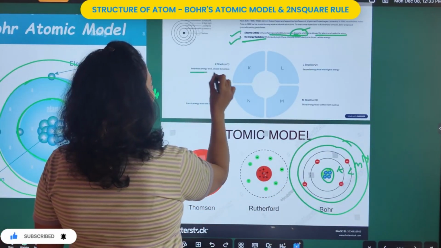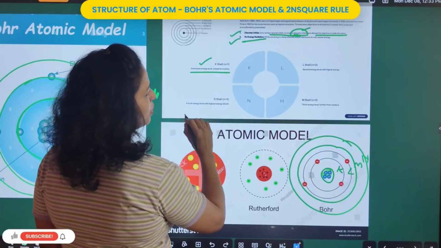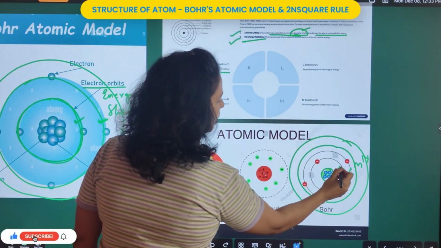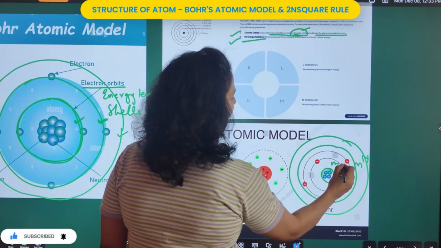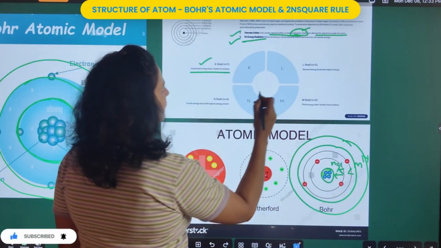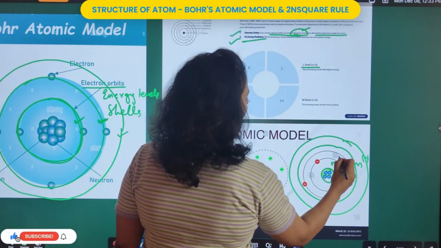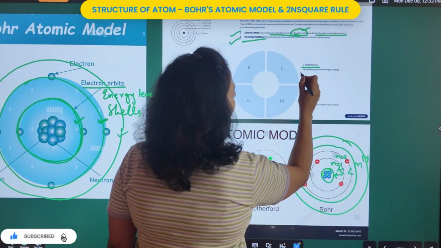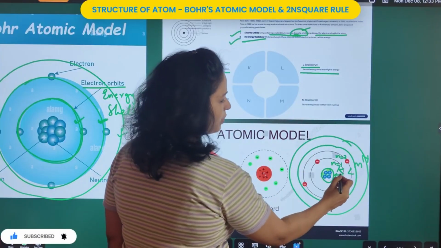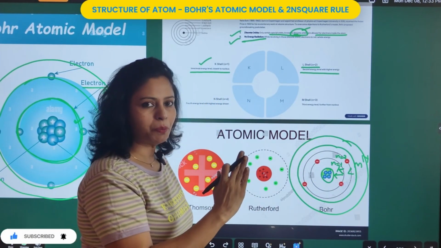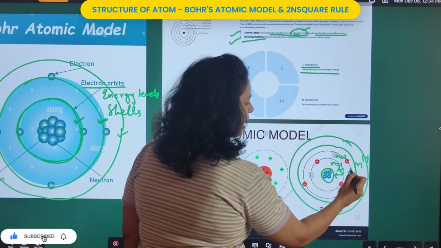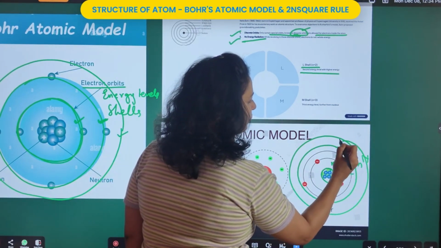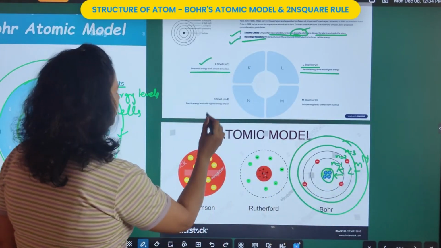The K shell is the innermost energy level, which is closest to the nucleus. This is called the first energy level. Then you have L, that is the second energy level. The second energy level is with a little higher energy. As you go farther from the nucleus, energies also will increase. So this is with low energy, this is a little higher energy. Then the third shell is the M shell.